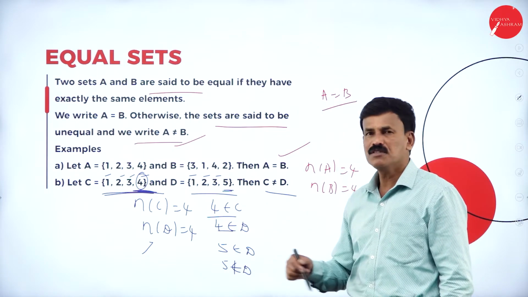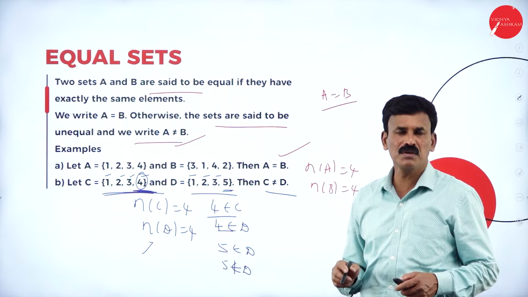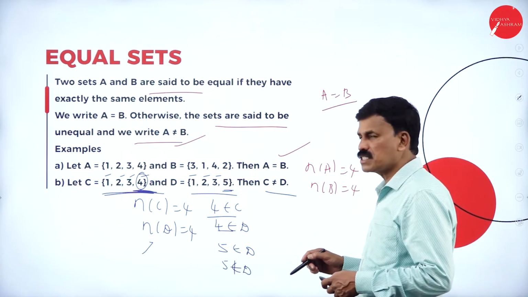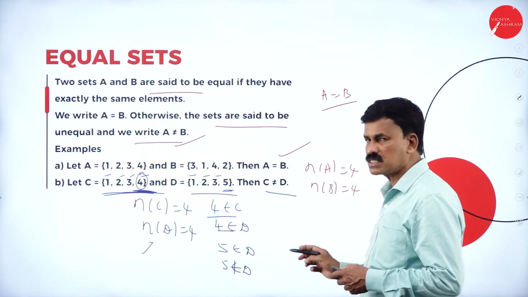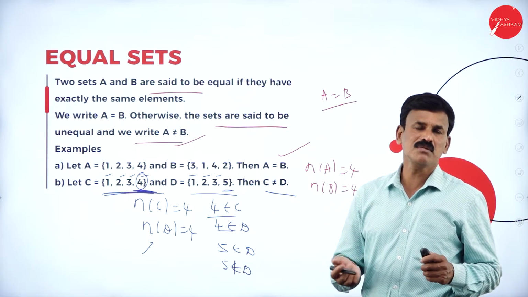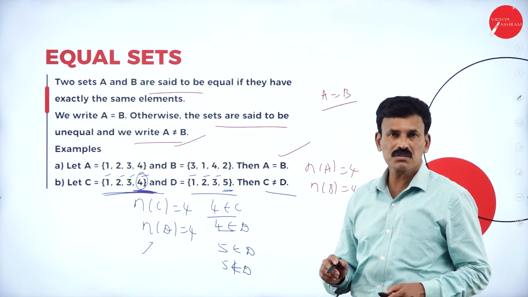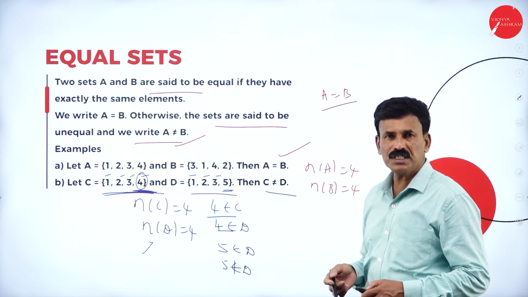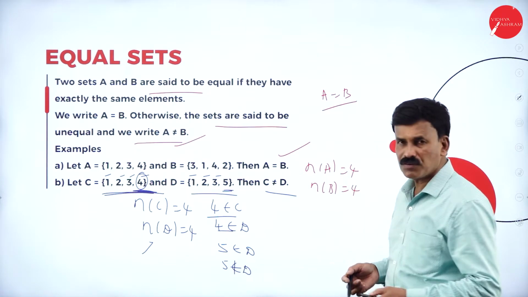Equal in size means the number of elements in both sets is the same. That is, the number of elements in sets A and B is the same, and in sets C and D is the same. If the number of elements is the same, they are said to be equal in size. If the number of elements is the same and the same elements are present, then the two sets are said to be equal. That is regarding equality of sets. Now, here we will have an example.